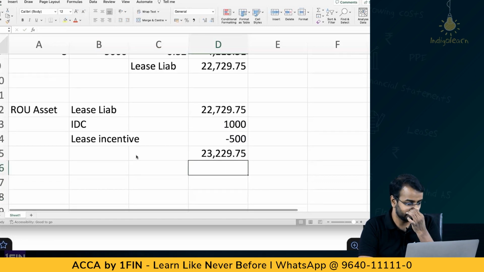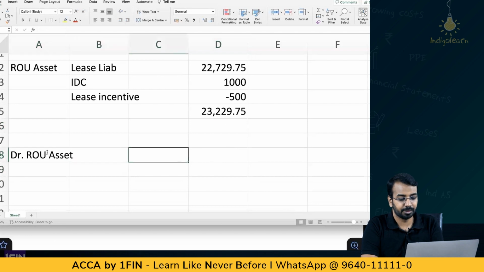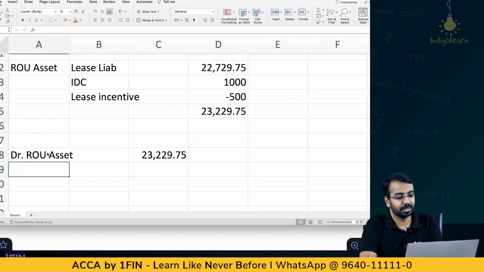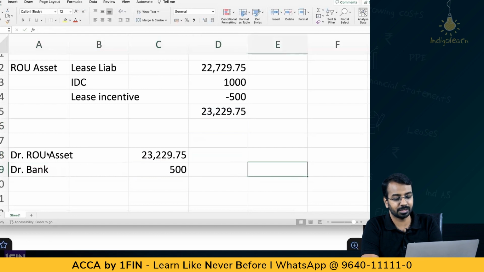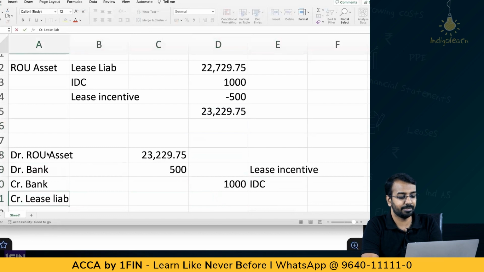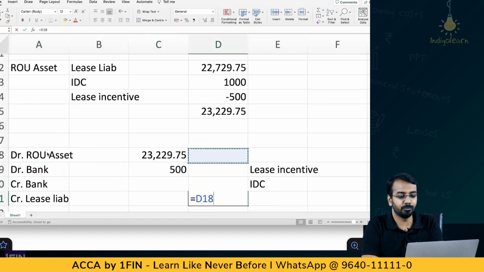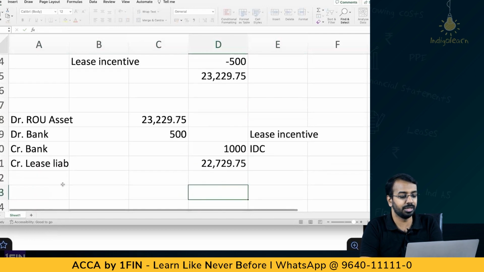23,239. So what happens is debit ROU asset 23,239, debit bank 500. So why debit bank? Because this lease incentive is received. Credit bank 1,000 initial direct cost paid, and credit lease liability which is 22,739. Okay, this is how you will initially recognize.